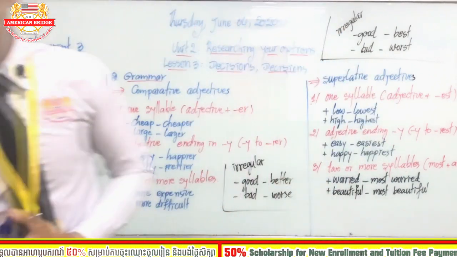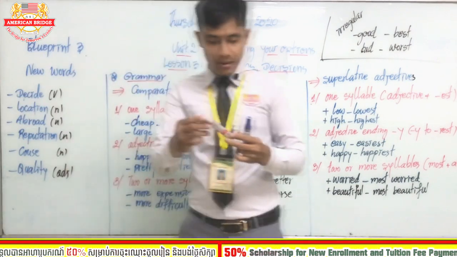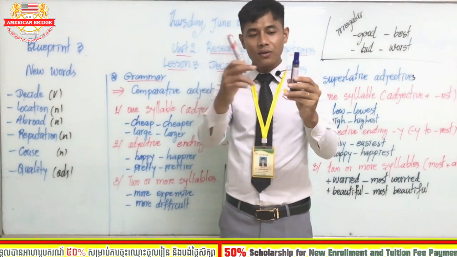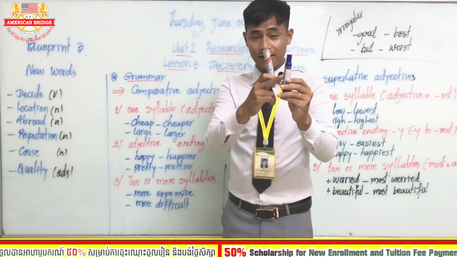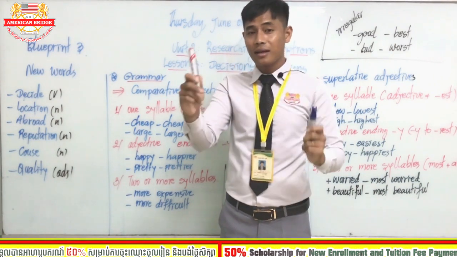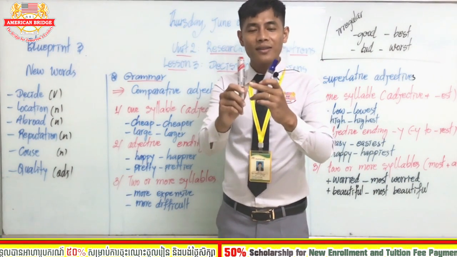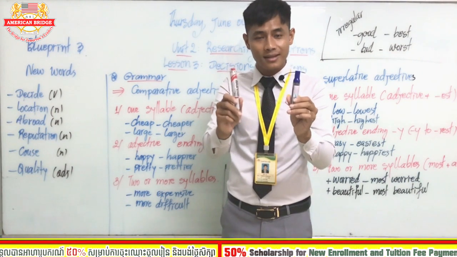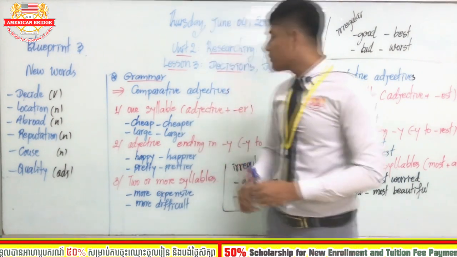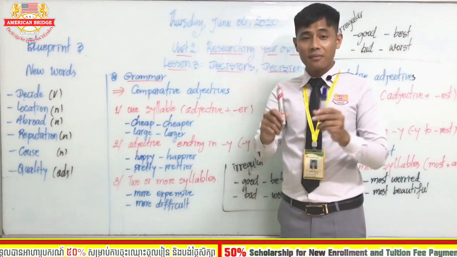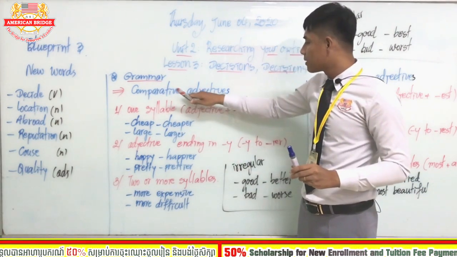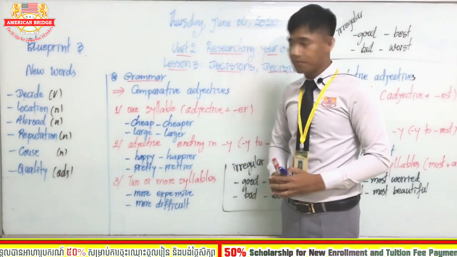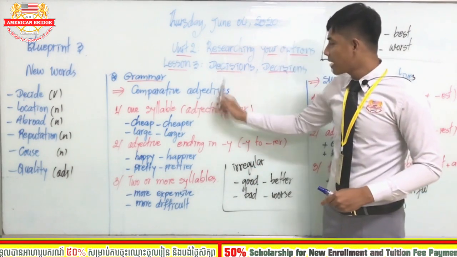Let me find another one. For example, this marker is old and this marker is new. So we can say the blue marker is newer than the red marker. You can also compare things that are the same quality, but we are not learning that. We use comparatives to say which thing is better than other things for this topic. So, comparative adjectives.